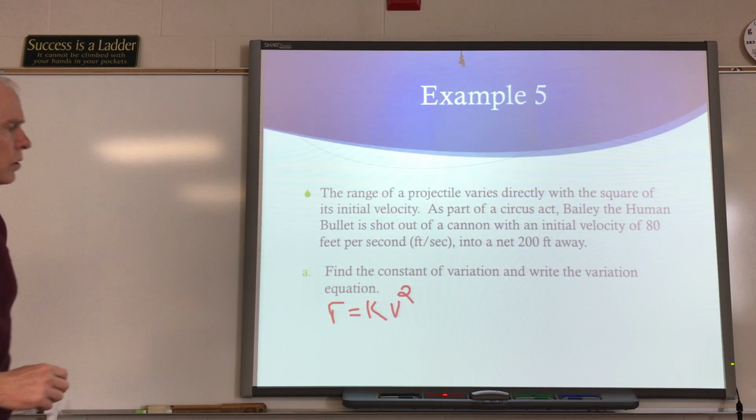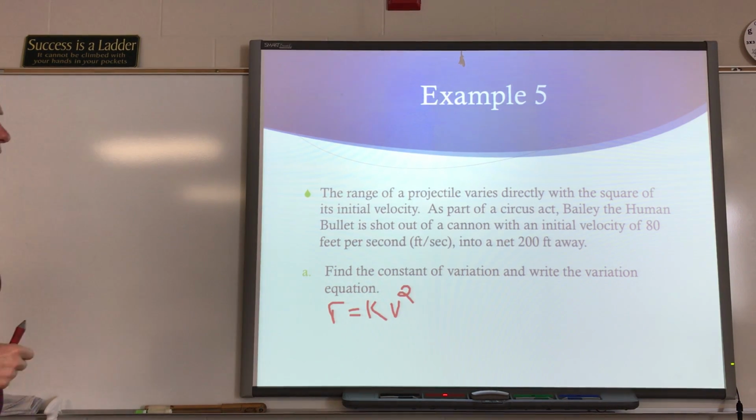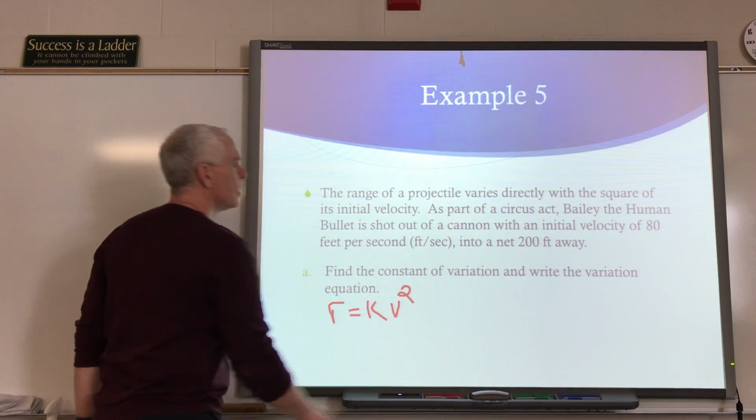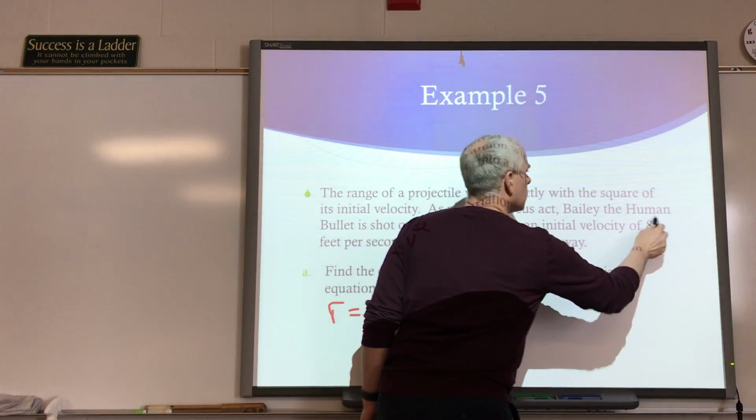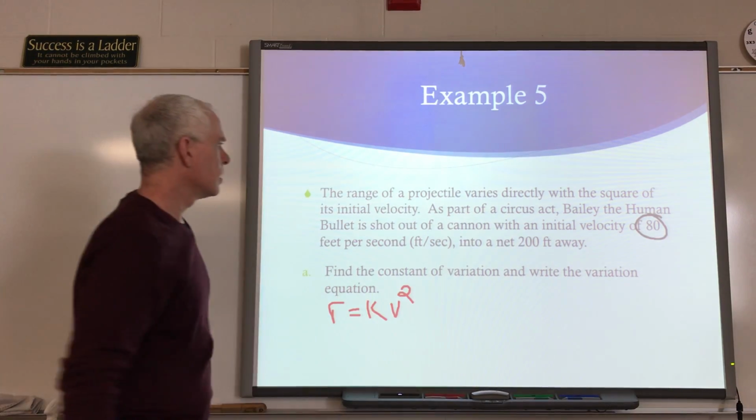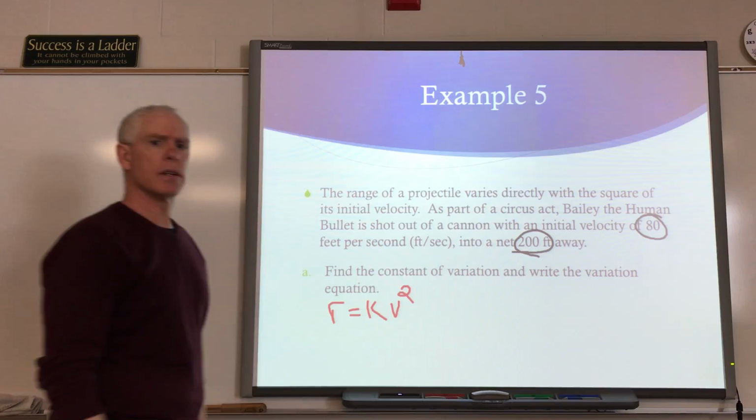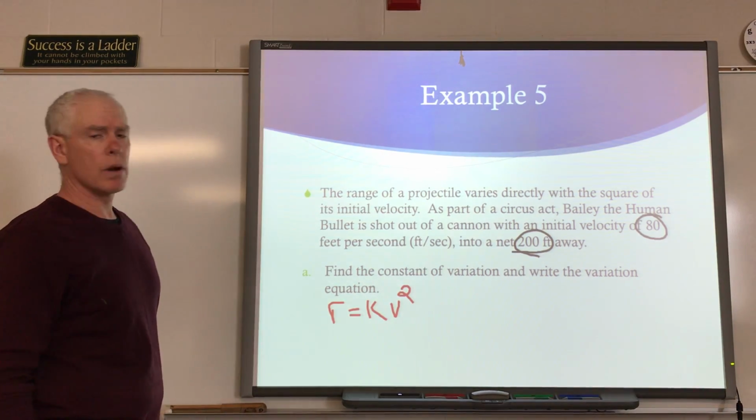So that's what our model looks like. The second thing they asked me to do is find that constant of variation. Well, I do know some things. I know that the initial velocity is 80, and I know that the range is 200. So I'm going to put in what I do know and I'm going to solve for k.